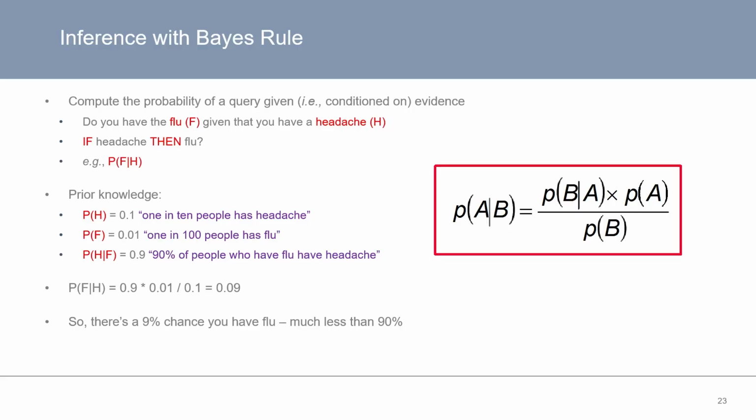This is a much smaller chance than the 90%, which came from the probability of having a headache given that you had the flu. But notably, it's higher than the probability of having the flu in general, which is only 1%. So in this case, the evidence that an individual had a headache raised the probability that a person had the flu from a prior probability of 1% to a new conditional probability of 9%.